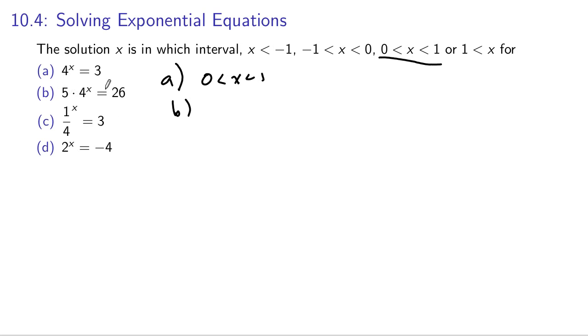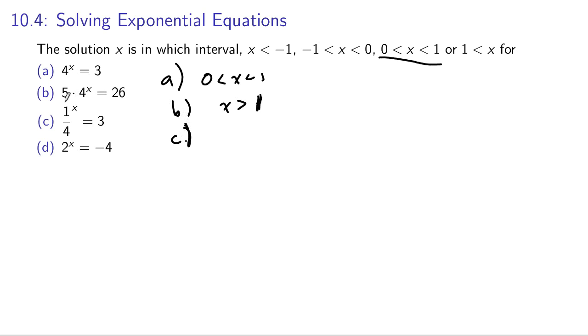B, we start with 5. Now we have 26. 5 times 4 is 20. So after quadrupling for 1 unit, we haven't even gotten to 26. So x has to be bigger than 1, or 1 has to be less than x.